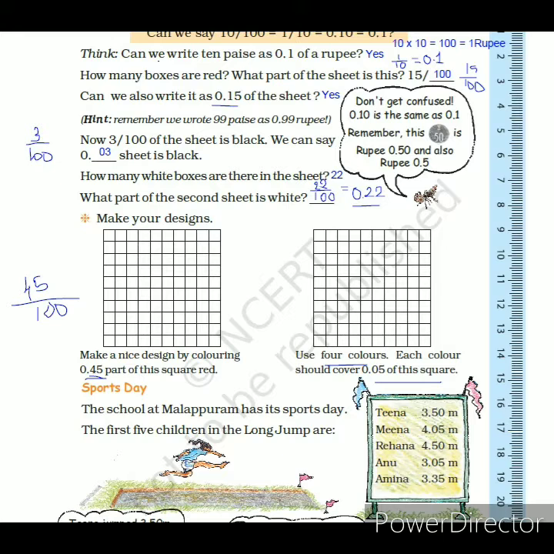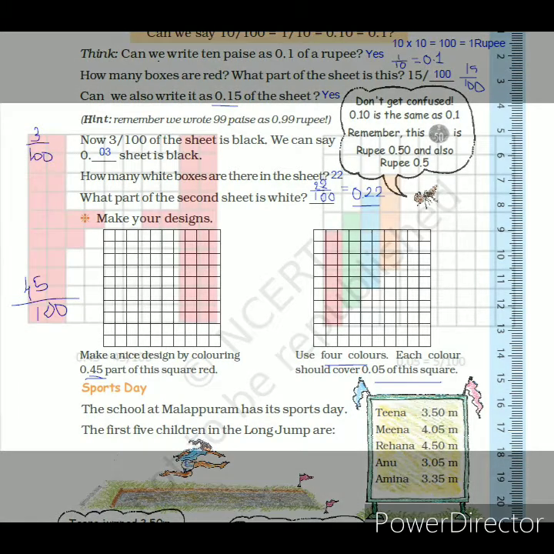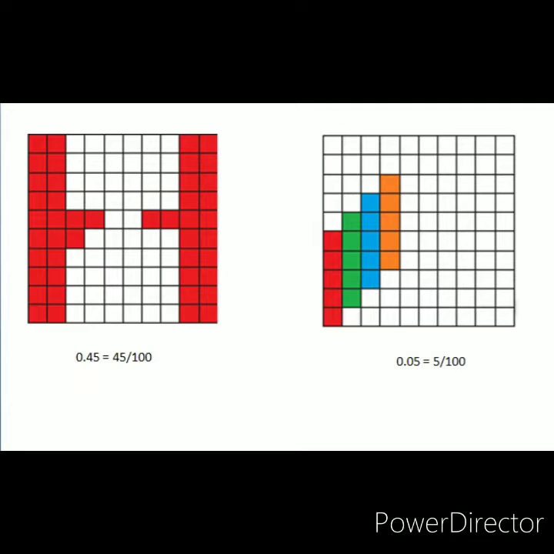Students, this activity you actually have to do, but I have given one example only for your reference. Let's see how we can give this. See, this is the first box. I have given 0.45 parts in red color. That means 45 boxes. Out of 100 boxes, 45 boxes I have given red colors. Two long vertical lines, that is 20 plus 3, 23, plus 2, 25. Here also 20 boxes. So total 45 boxes I have given red colors. This is the fraction which shows 0.45 or 45 by 100 or 45 upon 100.